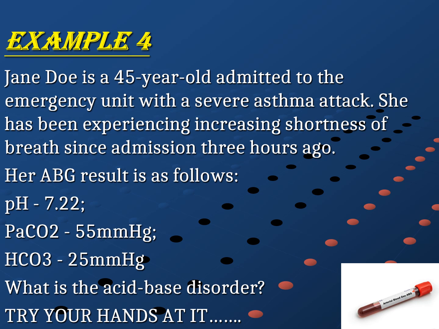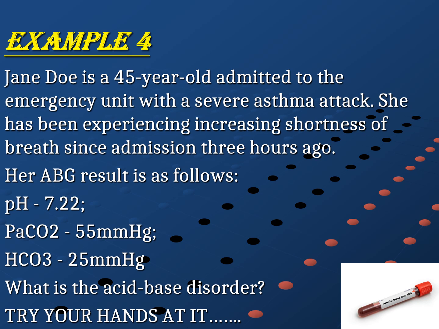Here's a clue. Jane Doe is having a severe asthma attack, which suggests that her lungs are not ventilating properly. This can lead to a buildup of CO2 in the blood. Looking at the ABG results. pH is low, 7.22, indicating acidosis. PaCO2 is high, 55 mmHg, which is in the opposite direction of the pH.